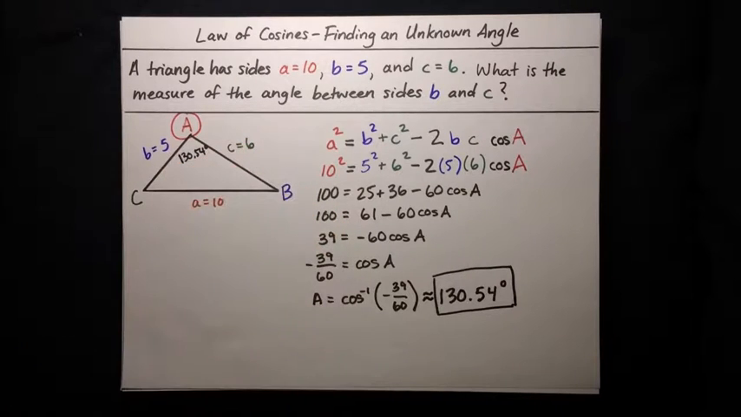Great, so now we know how to solve for missing parts of a triangle using the law of cosines, and in the future we'll also see how to apply this knowledge to word problems.